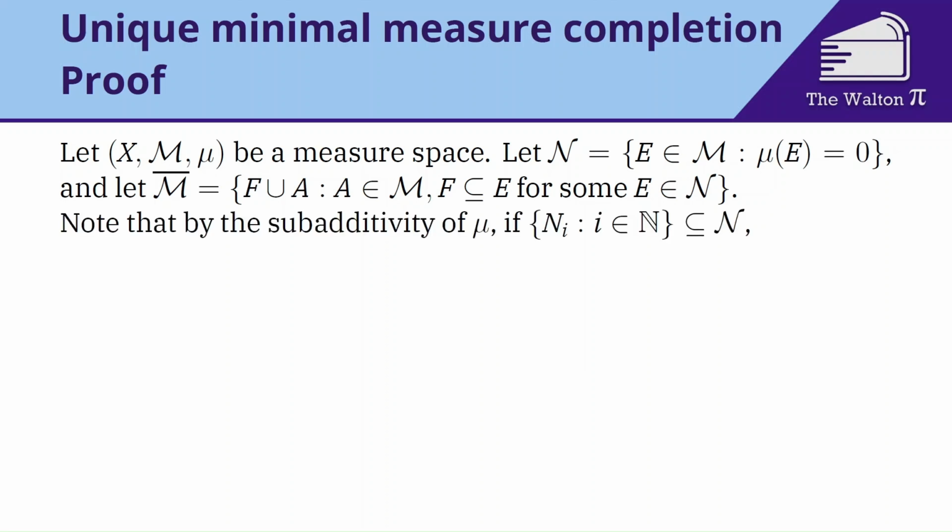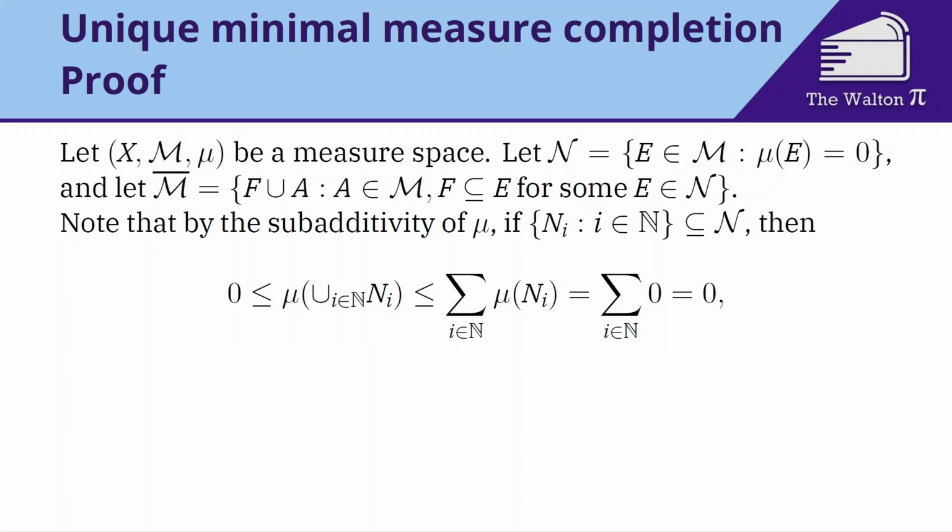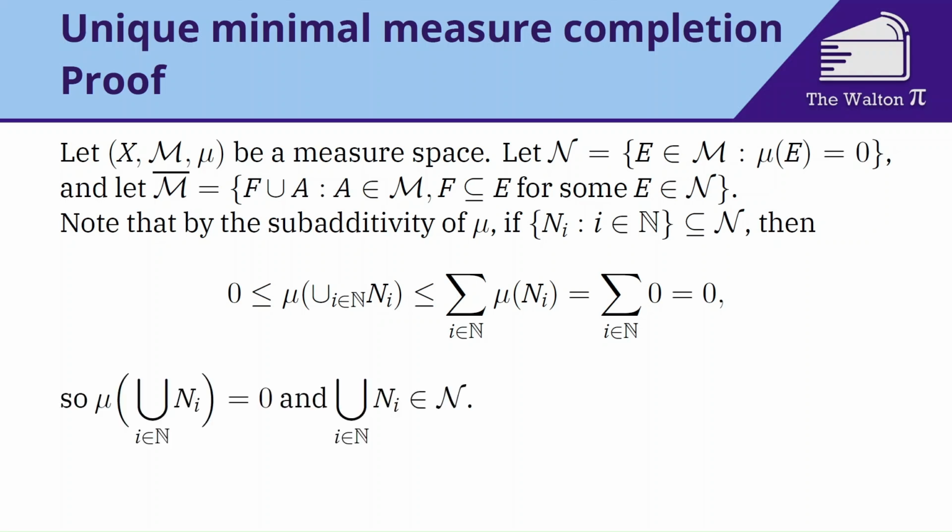So note that by the subadditivity of mu, if we have the collection of the N_i's, a countable collection of null sets, then 0 is less than or equal to the measure of the union of those null sets. Here's where subadditivity comes in. It's less than or equal to the sum of the measures of all of those individual null sets. So we have a countable sum of 0, which is just 0. So that tells us that the measure under mu of the union of all these null sets is 0, and the union of all of these null sets is also going to in fact be an element of script N, the collection of all of our null sets.